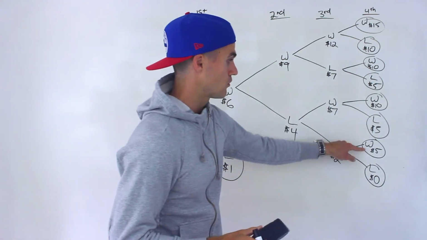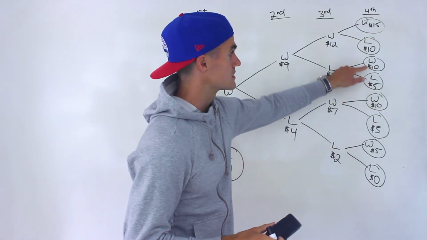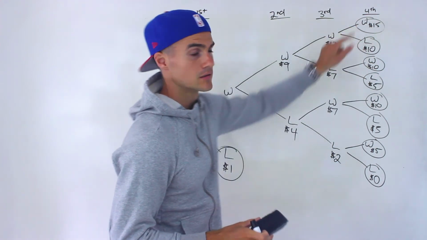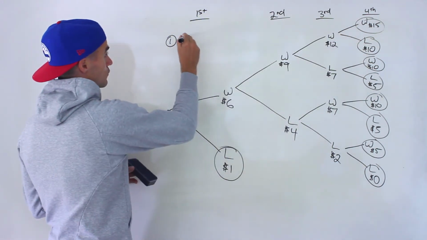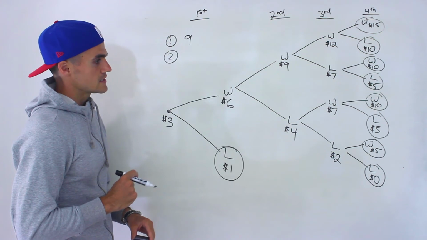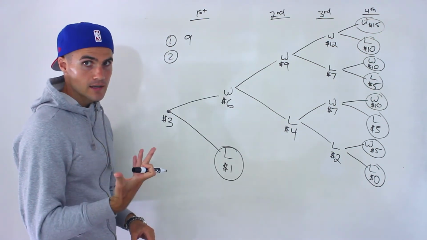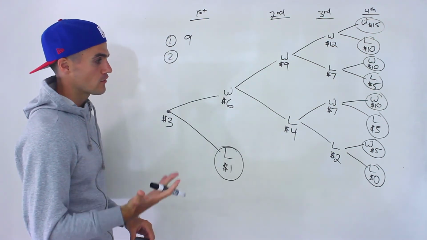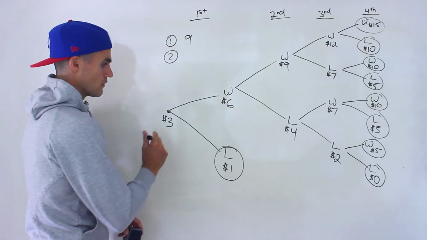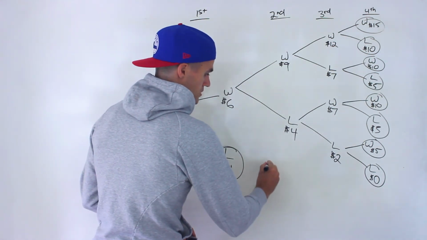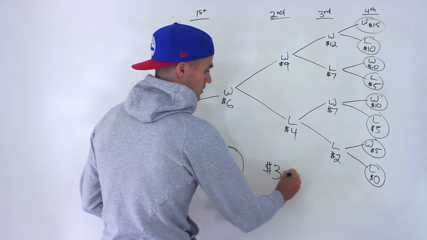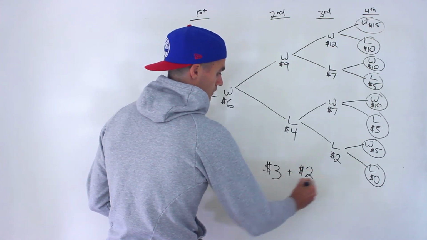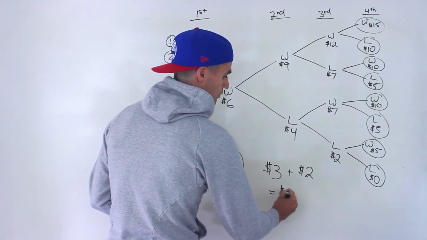All right, so for number 1, how many possibilities are there? 1, 2, 3, 4, 5, 6, 7, 8, 9 possibilities for this game to go for you. Now, number 2 is asking us, in how many ways can you make a $2 profit? A $2 profit means, remember, we started off with 3, so if we make a $2 profit, we're going to end up with 5.